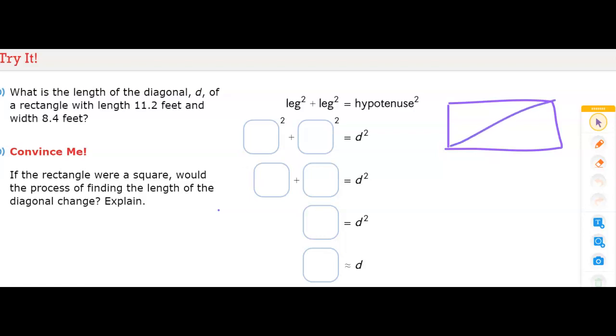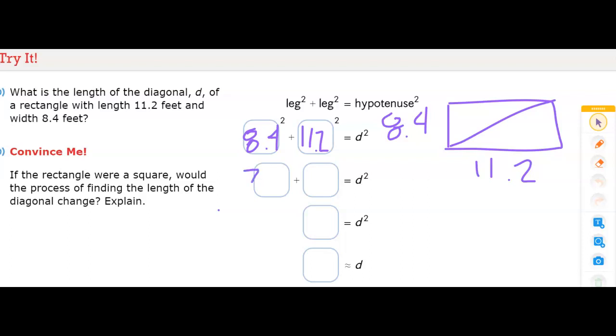And it says the length is 11 2/10 feet and 8 4/10 for the width. Okay, so there are 2 values. Now we use those to solve. So we have the 2 legs, which would be the length and the width. So we have 8 4/10, and then you have 11 2/10. And then you solve those.